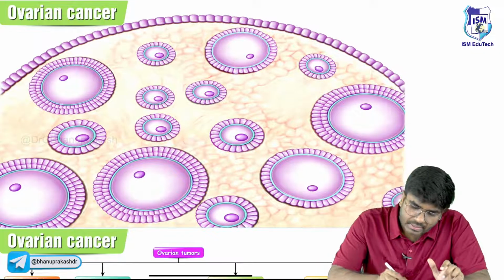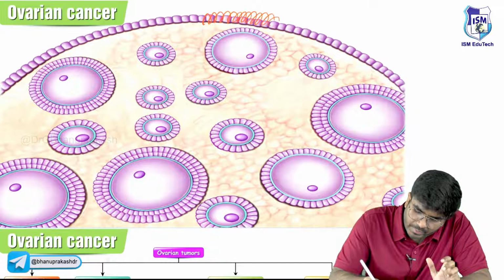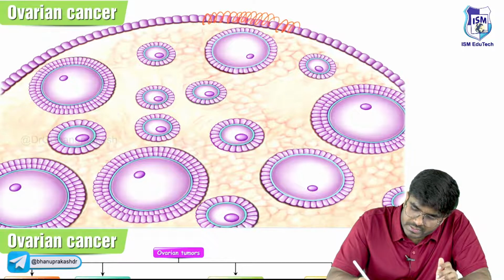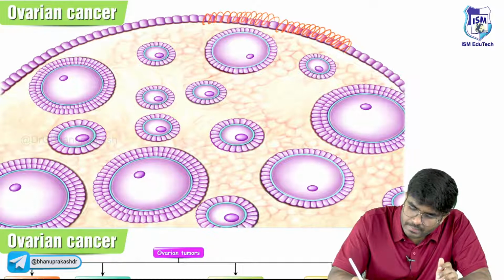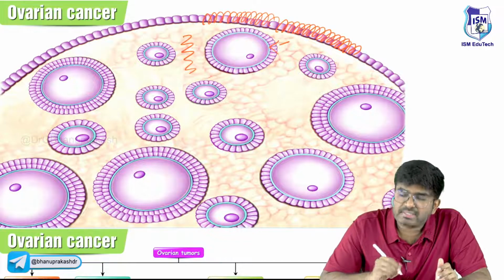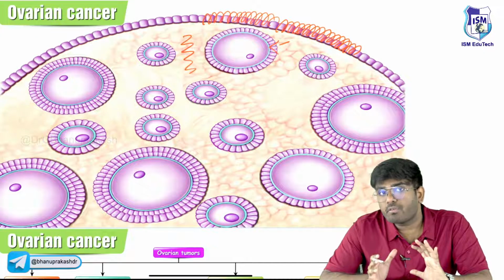See, here in the ovary, you can see different types of cells. These are the surface cells. Imagine I am showing the cross section of the ovary here. Here you can see the surface epithelial cells. Inside you can see the stroma. Here are the follicular cells. So there are multiple cell types in the ovary.